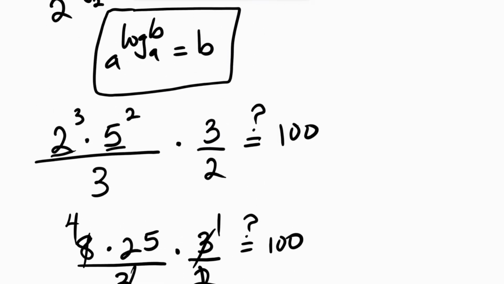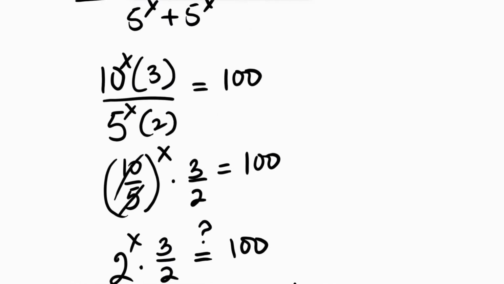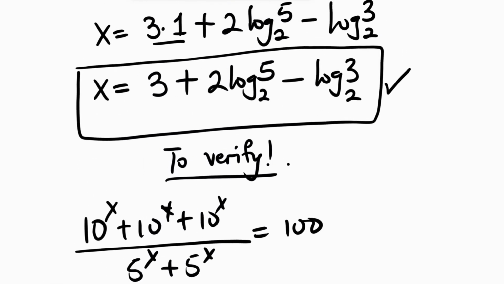So our left-hand side is equal to our right-hand side. Therefore, our value of x, which is 3 plus 2 log 5 base 2 minus log 3 base 2, is the correct answer.